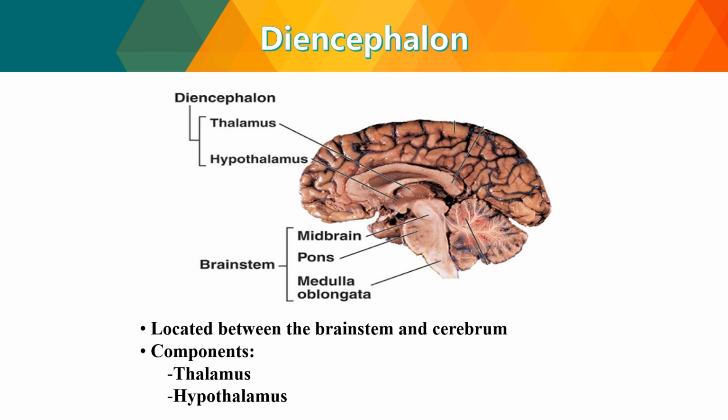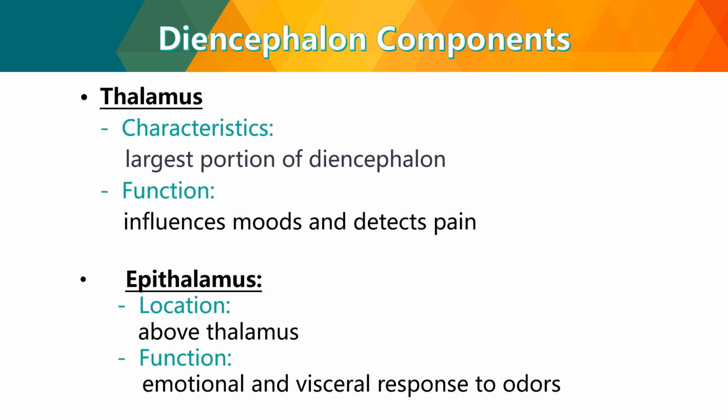So next, you have your diencephalon. The diencephalon is located between the brainstem and your cerebrum. The components are your thalamus and hypothalamus. The thalamus is the largest portion of your diencephalon, and it influences moods and detects pain. And then the epithalamus is found above the thalamus, and its function is for emotional and visceral responses to odors.